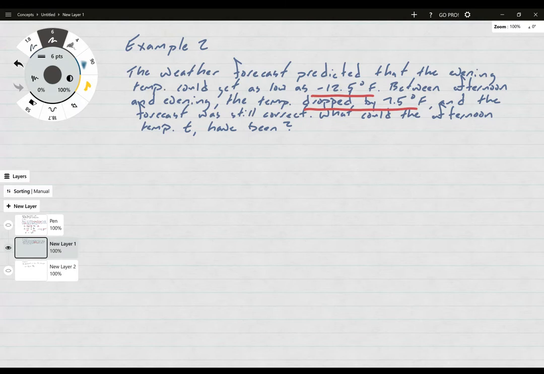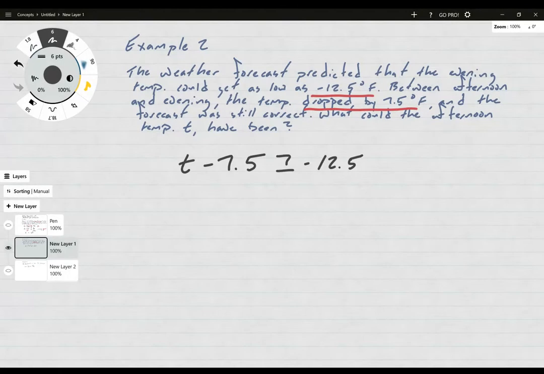I'm going to use the variable t to represent the temperature in the afternoon because we don't know what that is. So t, we know that it dropped by 7.5 degrees. And we also know that the evening temperature was negative 12.5 degrees. But the question is, is my temperature going to be colder than negative 12.5 degrees or warmer? It said it could get as low as 12.5 degrees. So that's going to be t subtract 7.5. It's going to be actually greater than or equal to negative 12.5.